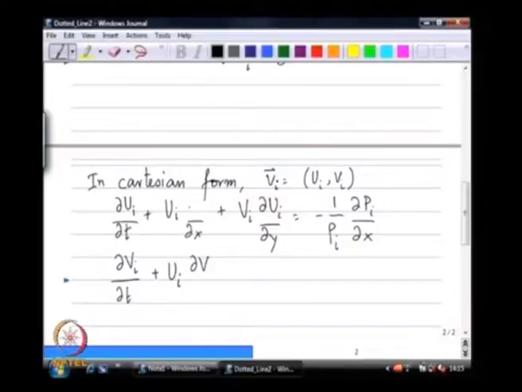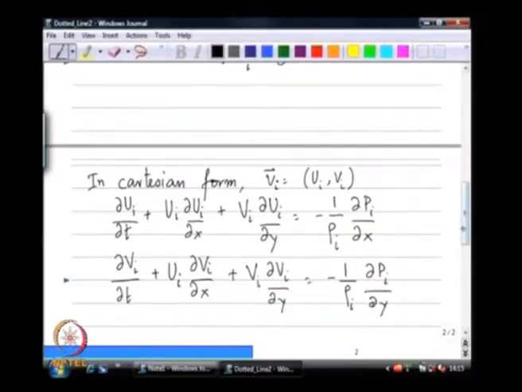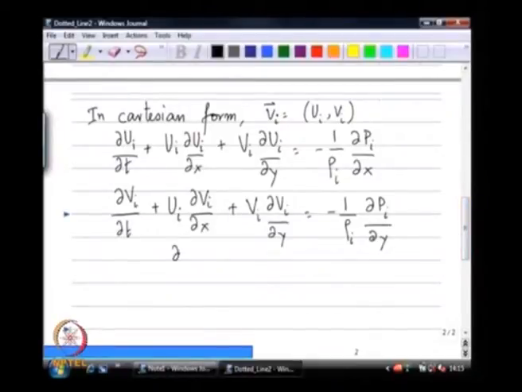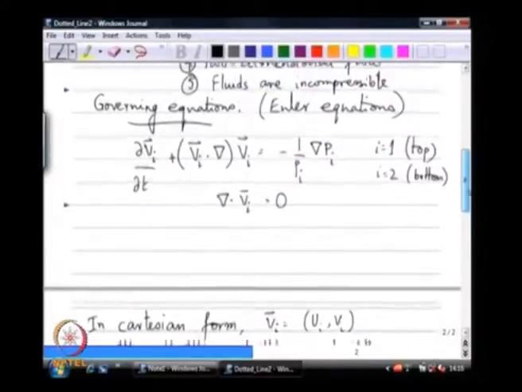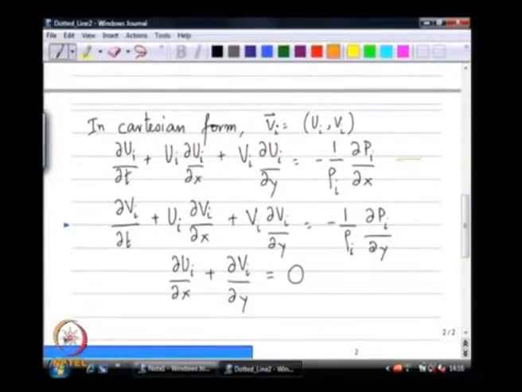Let me write this clearly. So, this is the equation, I will call this 1, this is 2, and this is 3.